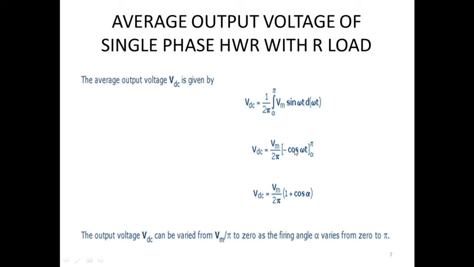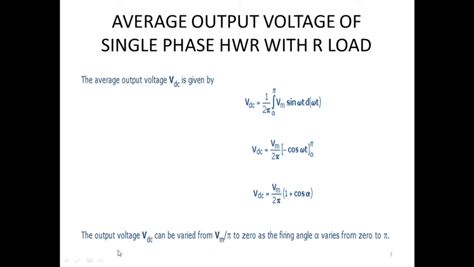When you integrate sin theta, you get minus cos theta. Substituting the limits, cos pi is equal to minus 1, and minus into minus gives plus 1. For the lower limit alpha, minus of minus gives plus cos alpha. Therefore, the average output voltage for a single phase half controlled rectifier is Vm by 2 pi times 1 plus cos alpha.